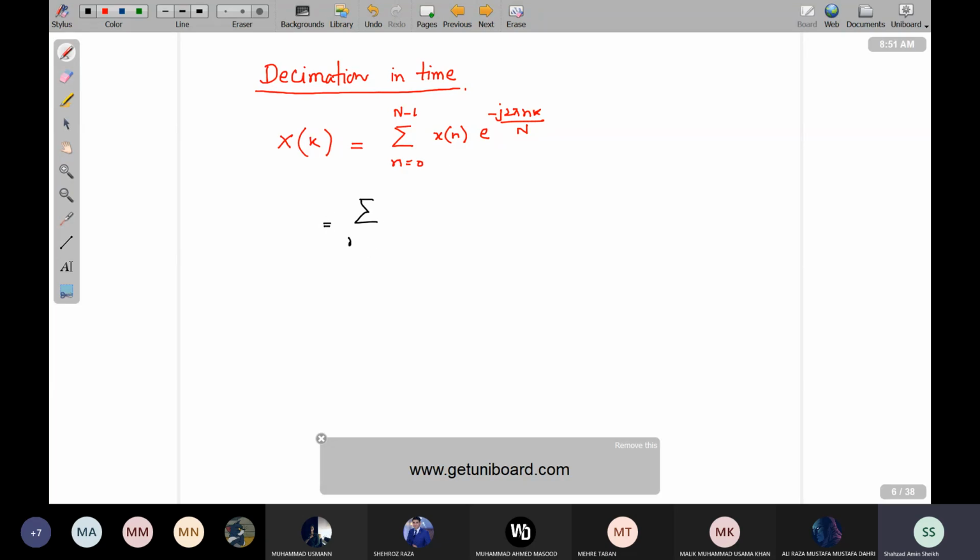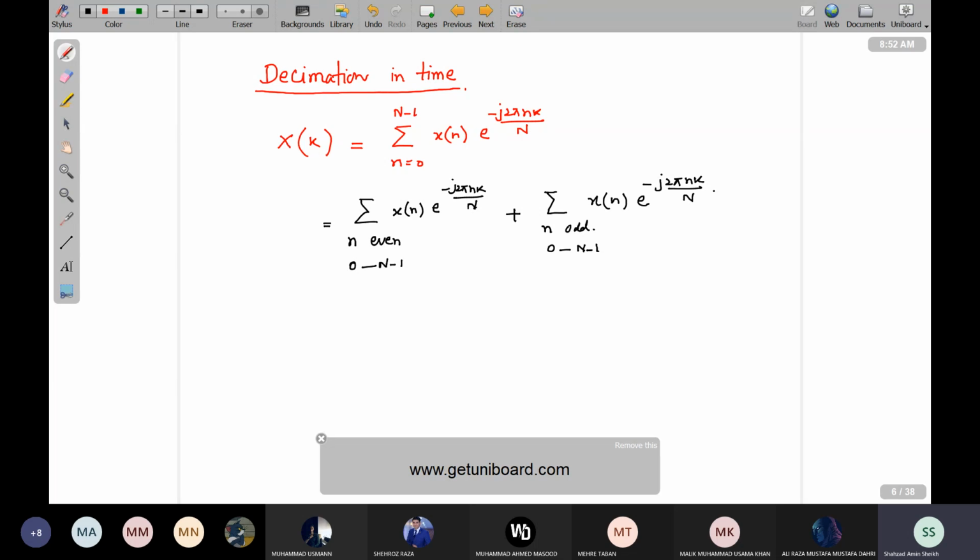So n even कर देते हैं and n is moving from 0 to N minus 1, x of n exponential minus j 2 pi nk over N, plus odd samples of n, again between 0 to N minus 1, and x of n exponential minus j 2 pi nk over N. Agreed? Any confusion in this? Just splitting x of n into even and odd indices.